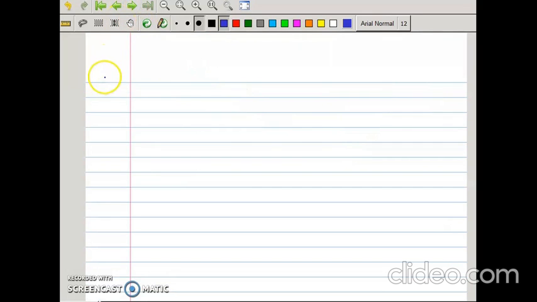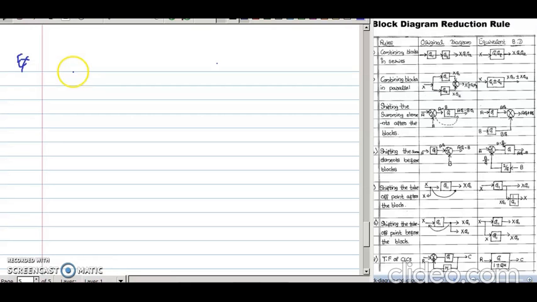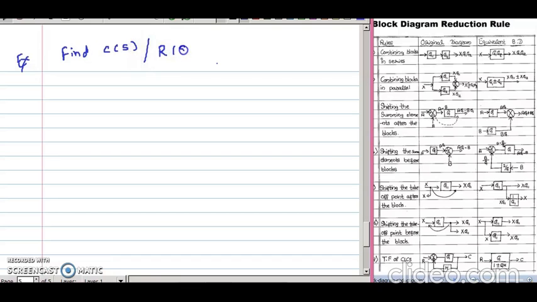Let's start with the first numerical. The example is: find C of S upon R of S. C of S means output, R of S means input, so we can call this a transfer function. And the diagram is already given, so the diagram is like this.